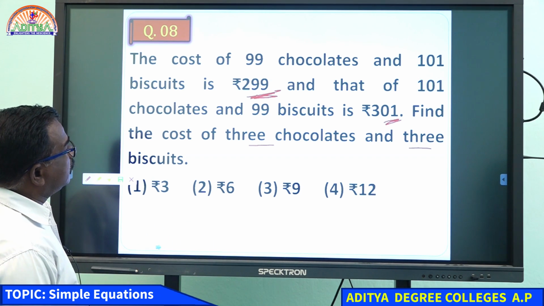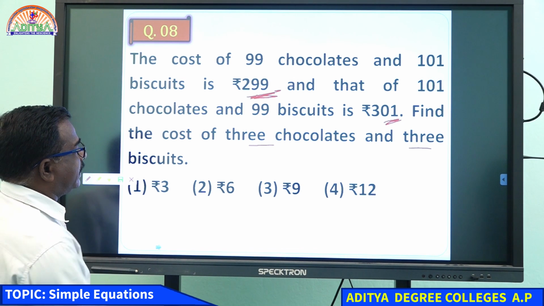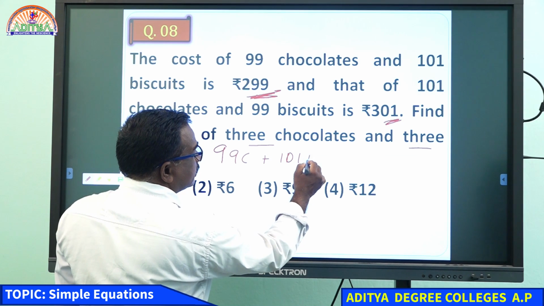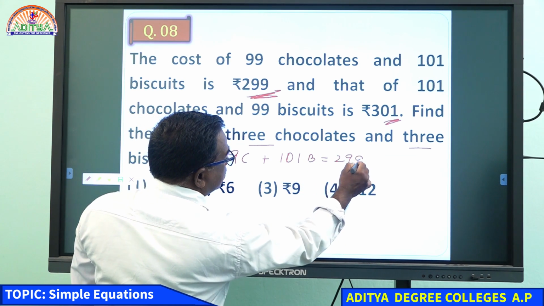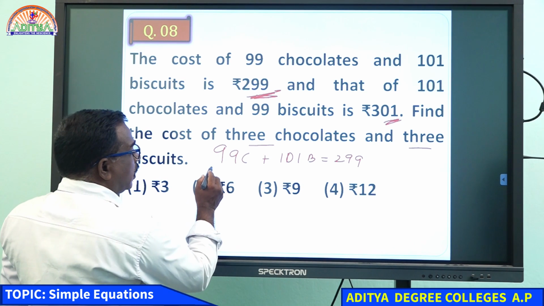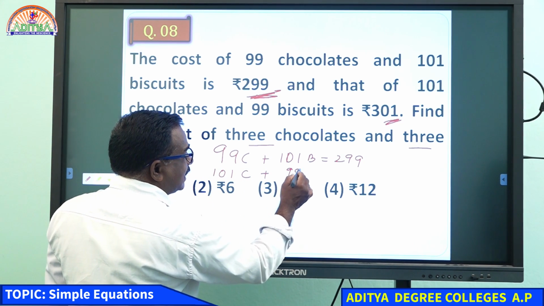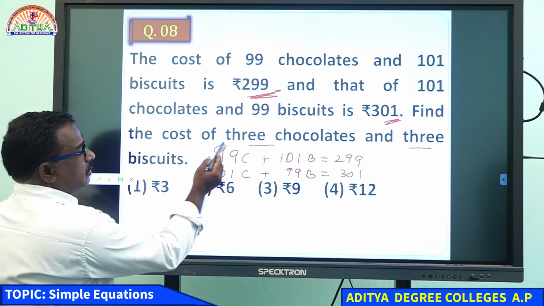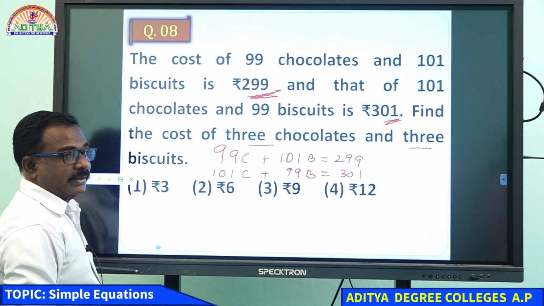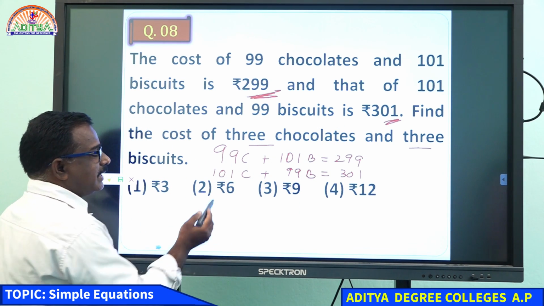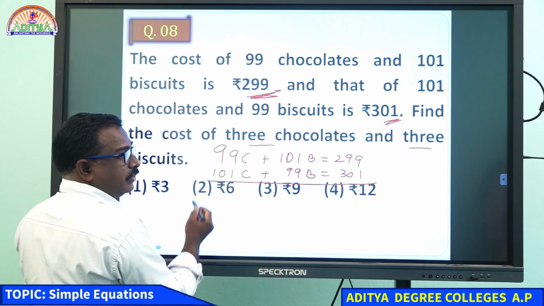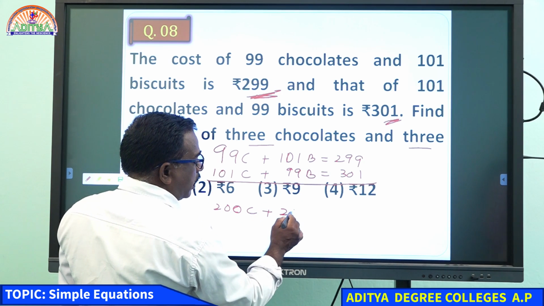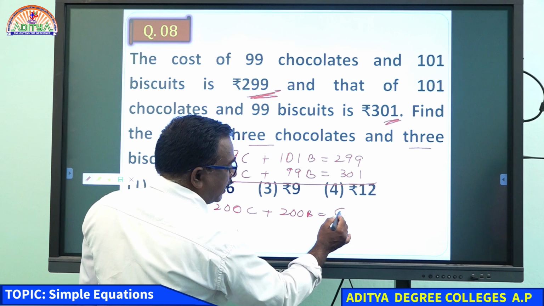See here. The cost of 99 chocolates and 101 biscuits is given as 299 rupees. Now you reverse it. 101 chocolates and 99 biscuits is 301 rupees. But he is asking the cost of 3 chocolates and 3 biscuits. No need to solve the equation, just add: 99 plus 101, 200 chocolates, plus 101 plus 99, 200 biscuits, equal to 600 by adding.